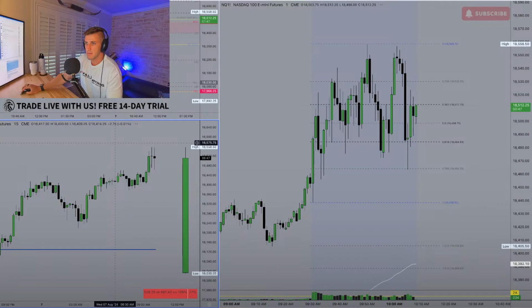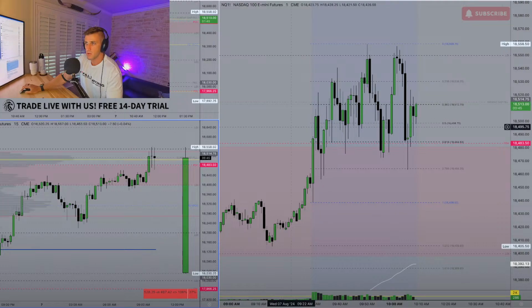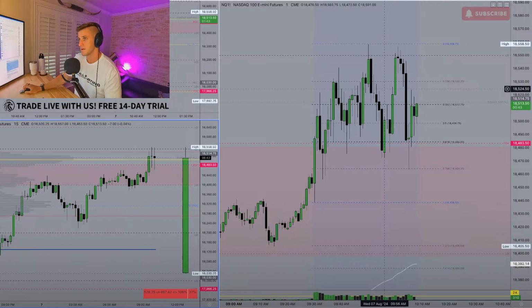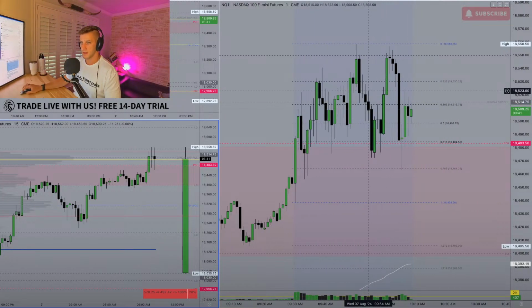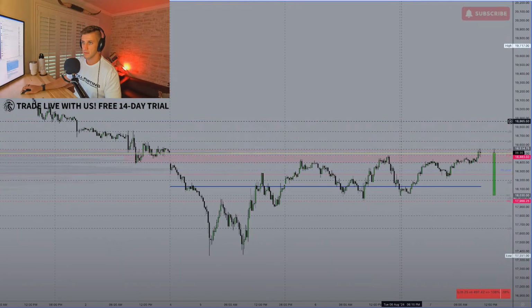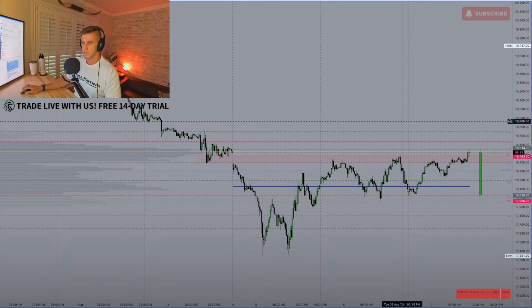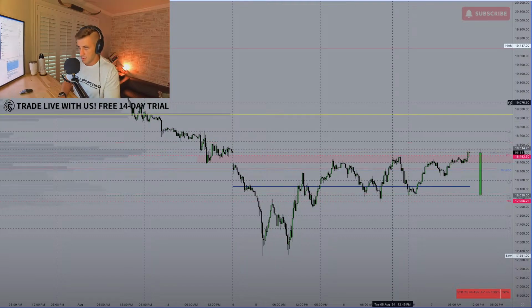So ES breakout point is holding. Same with NQ so far. Prior day highs are being defended. Responsive buyers being found. Let's jump over to the hourly.